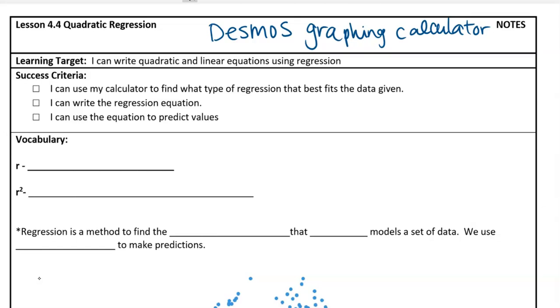All right, the learning target is that you can write quadratic and linear equations using regression. And you'll be able to use your calculator to find what type of regression best fits the data given. You can also write the regression equation and then use the equation to predict values. So we use regression mostly to predict values. It's also a nice little tool to be able to plug it into the computer and find the general equation of a set of data.